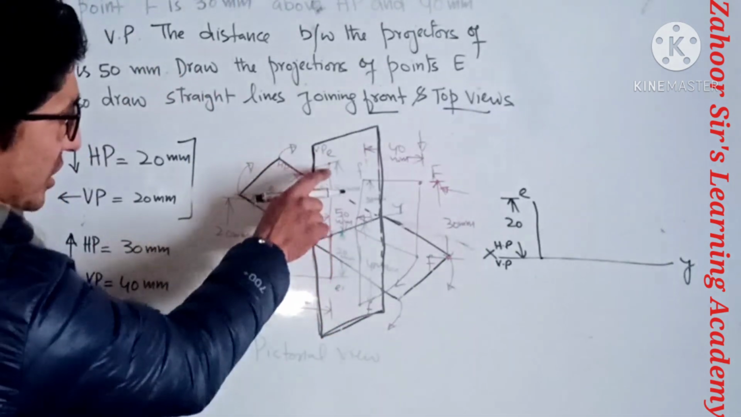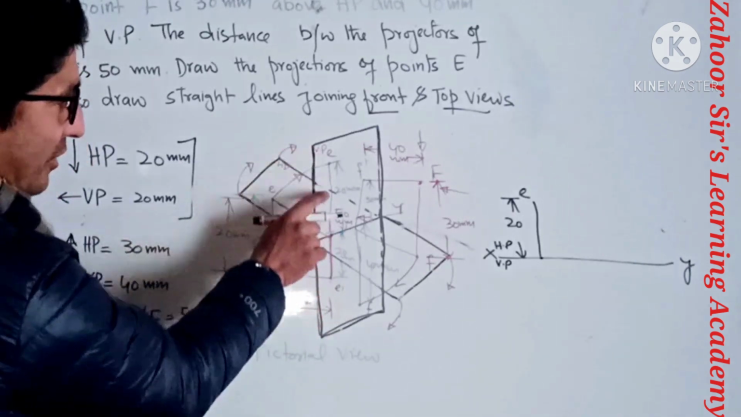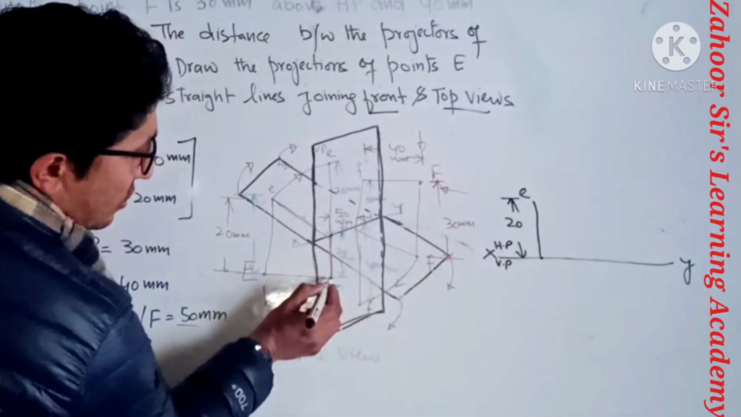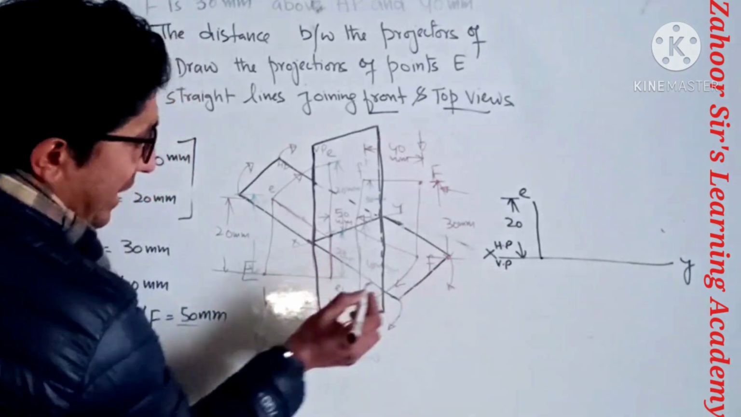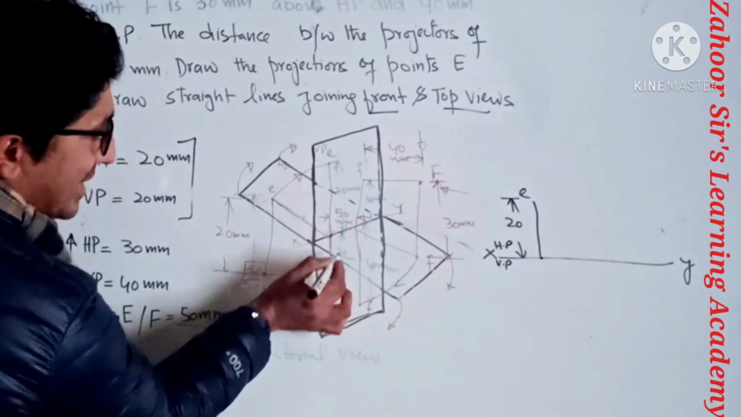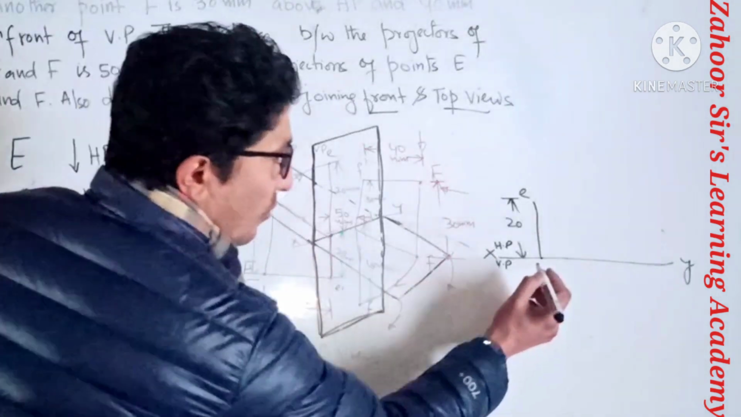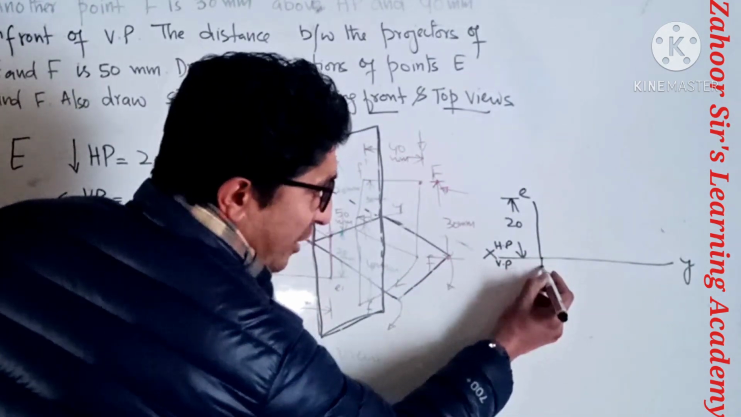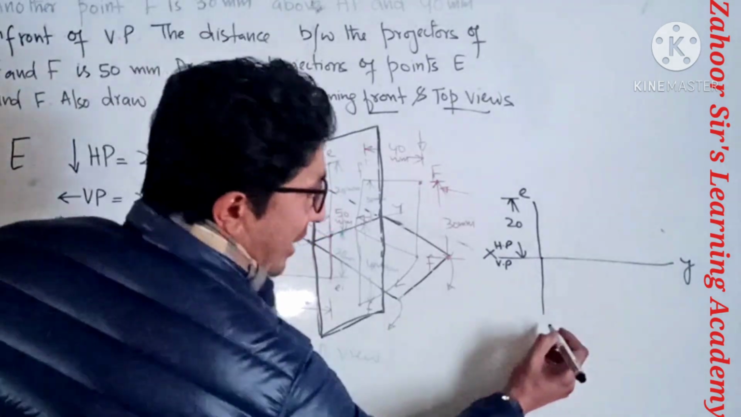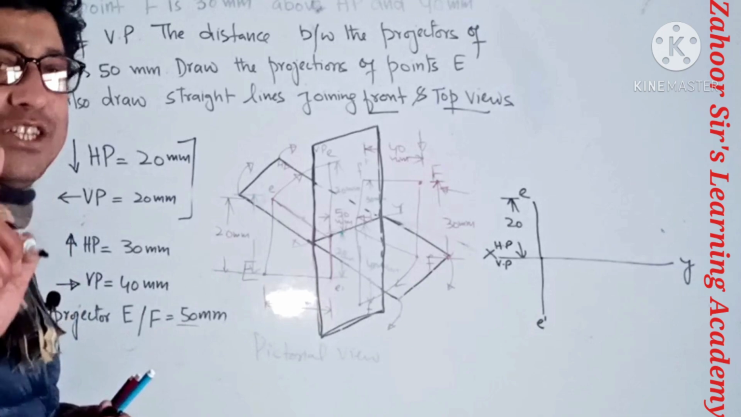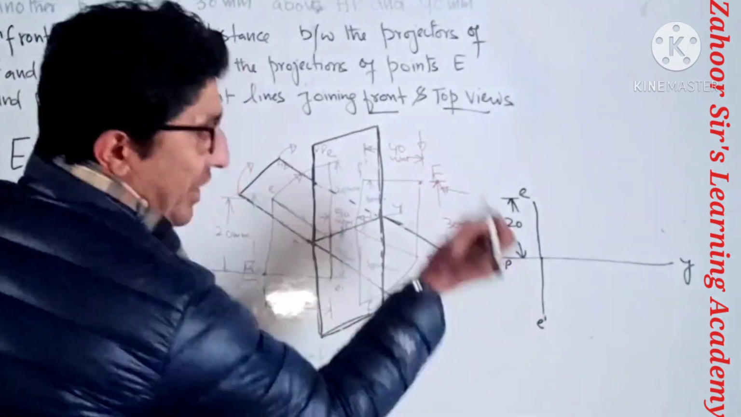Now the same, if we see, it is on the straight line. So we have to draw the point from this XY line to the bottom, in the VP. That means how much distance? That is 20 mm, so that we can find out the front view. So from this point, measure again 20 mm and give the front view. Front view is indicated by the dash or the prime on E.